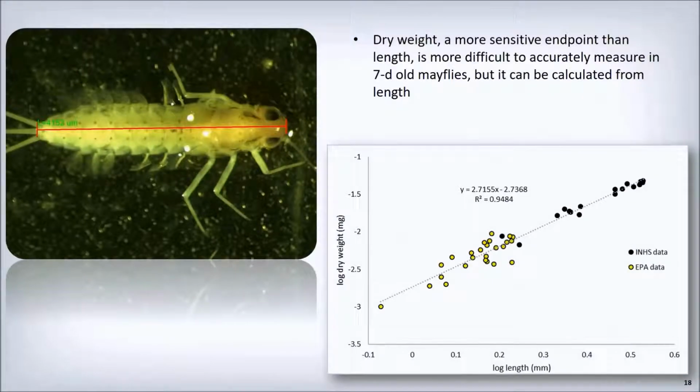We like to use dry weight as our growth endpoint because it's more sensitive, in the sense that dry weight of the organism is proportional approximately to the length cubed. So the weight changes in 3 directions, whereas length only changes in 1. So a given change in length results in a much larger change in dry weight. The difficulty is that it's hard to accurately measure a 7-day-old mayfly. If you start with a less than 24-hour-old mayfly, at 7 days it's hard to get an accurate weight. But what we've done is we've made a relationship and plotted here length versus dry weight for a range of organisms, and developed a method of calculating dry weight based on body length. And it's a pretty tight distribution. These are data from both our lab at Illinois Natural History Survey and from Jim Lazorchek's lab at US EPA ORD in Cincinnati. And so that's what we use as our endpoint. So we use weight instead of length.